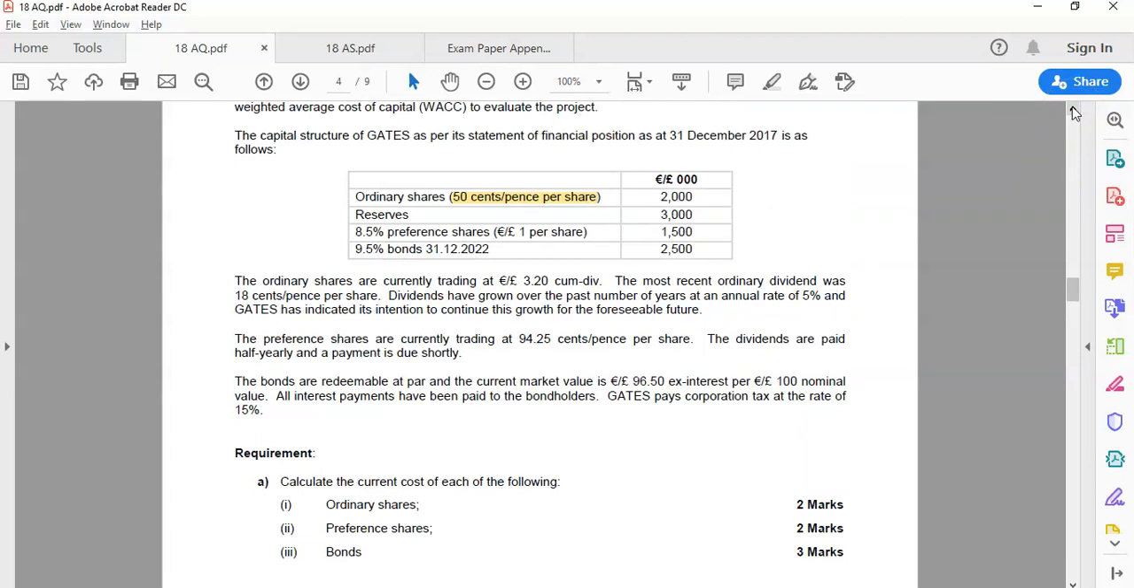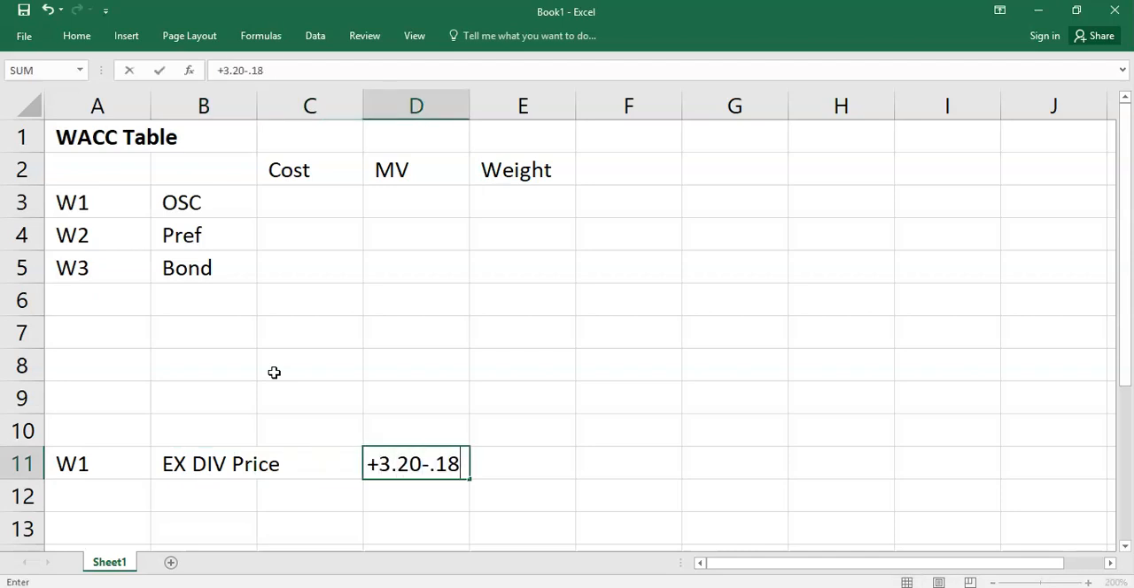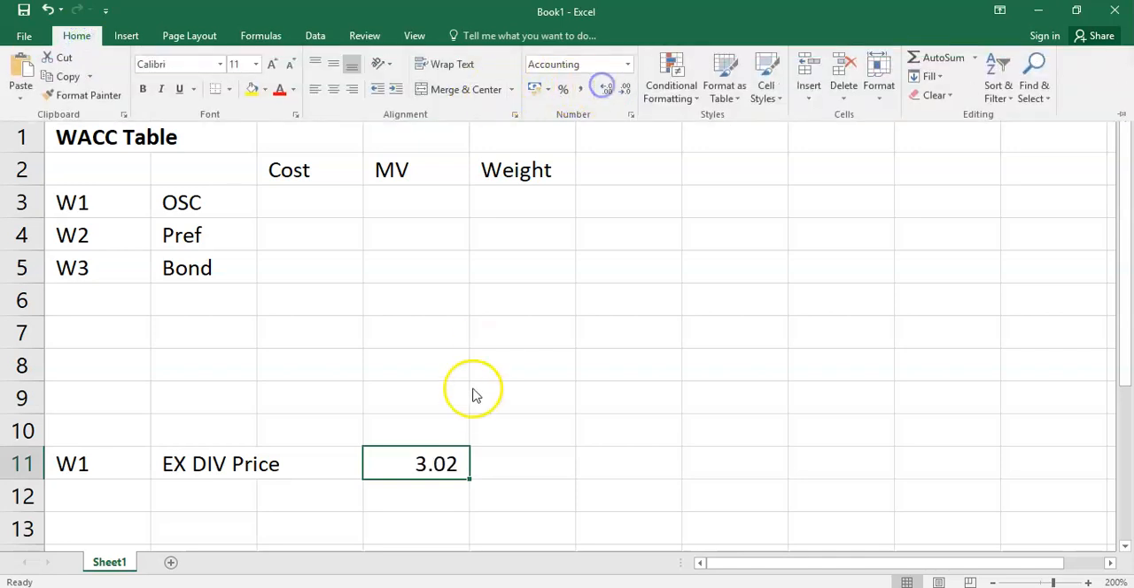So we're told in the question, the shares are trading at 3.20, importantly here, cum div. What that means is the 3.20 includes the dividend, which is 18 cent. You always want the ex-div price. So your ex-div price here is going to be 3.20 minus 18 cent. So it's going to be 3.02. And that's the important first thing.